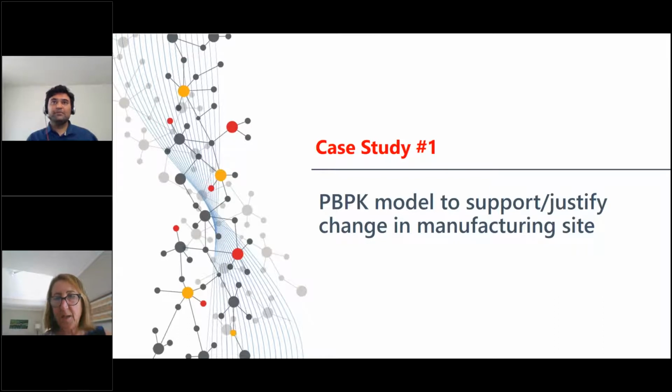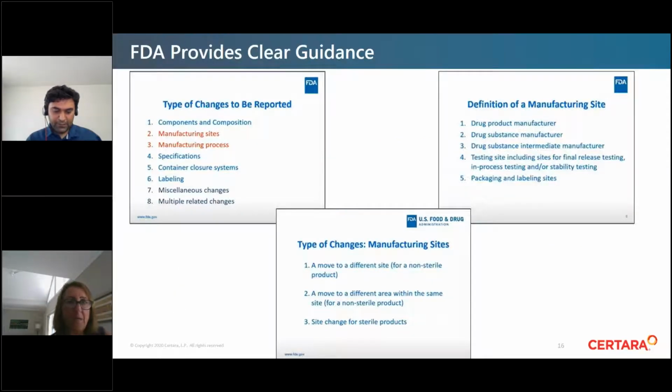The first case study is how we use the PBPK model to support and justify a change in manufacturing site post-approval, which is something that happens fairly frequently. I would say FDA provides some clear guidance. There's a lot of information available out here. I've just clipped a couple of things just to give you context. We see here the types of changes that need to be reported; numbers 2 and 3 are what we're talking about here, which is either the site or the process.